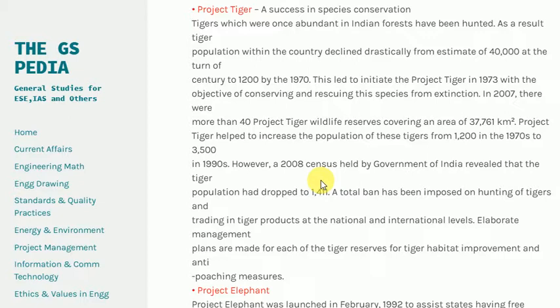As a result, the tiger population within the country declined drastically from an estimate of 40,000 at the turn of the century to 1,200 by the 1970s. This led to the initiation of Project Tiger in 1973 with the objective of conserving and rescuing this species from extinction.